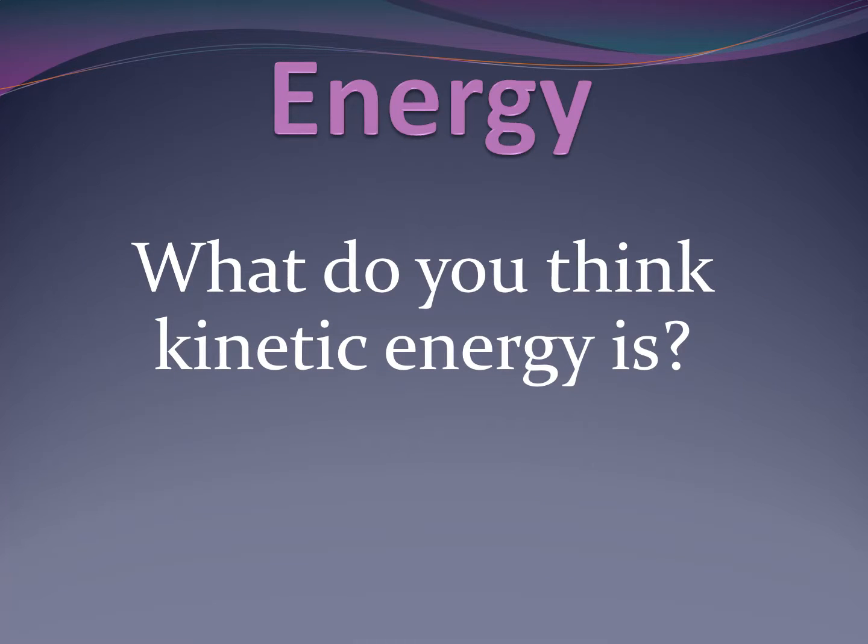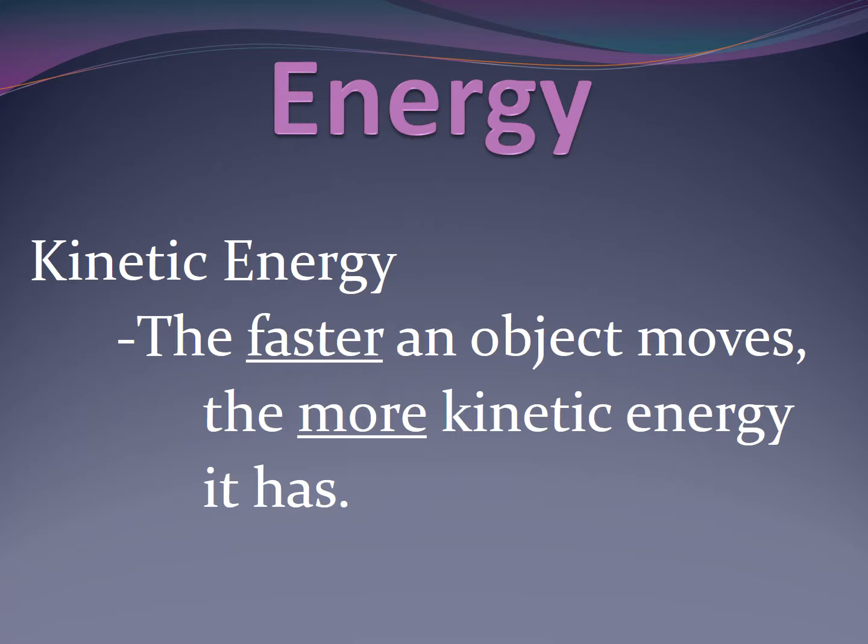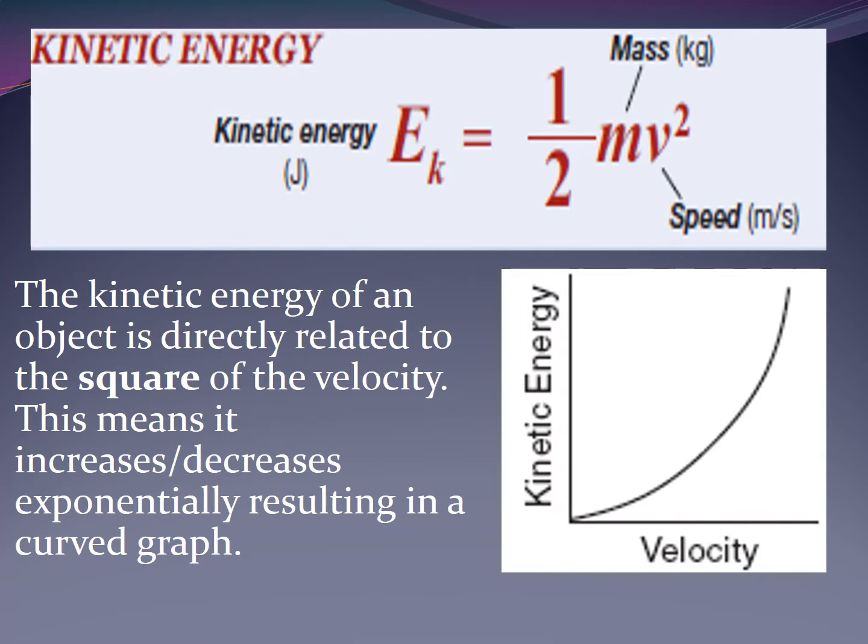So what do you think kinetic energy is? Well, kinetic energy is the energy of motion. It depends on the mass and the speed of that object. So the faster an object moves, the more kinetic energy it has. So the formula we use to represent kinetic energy is E equals 1/2 mv squared.